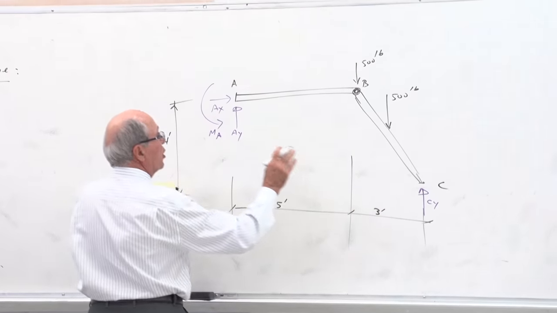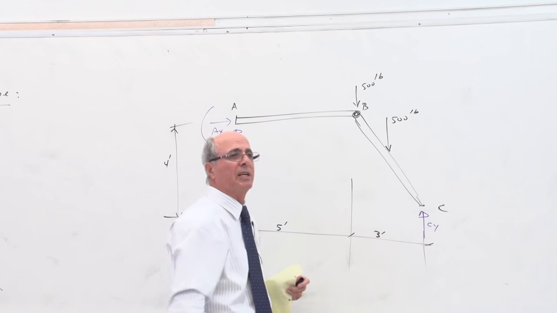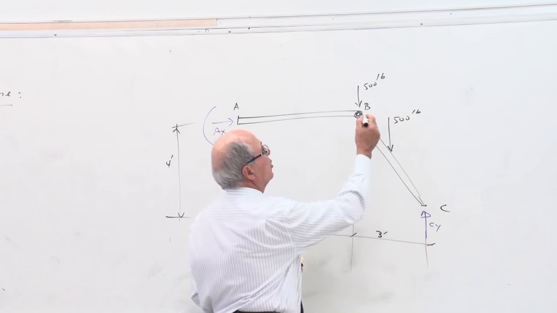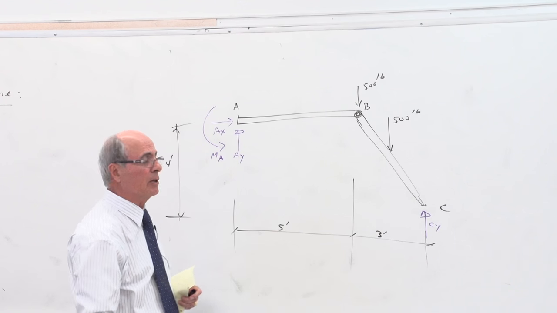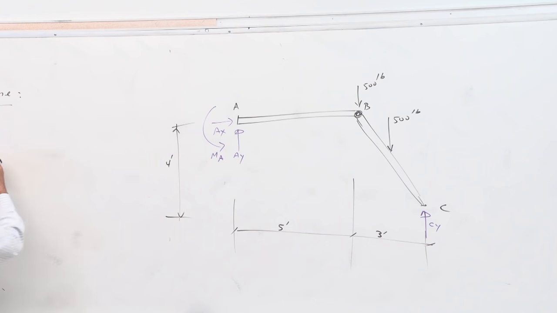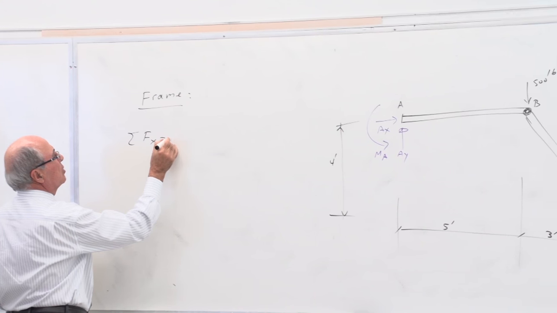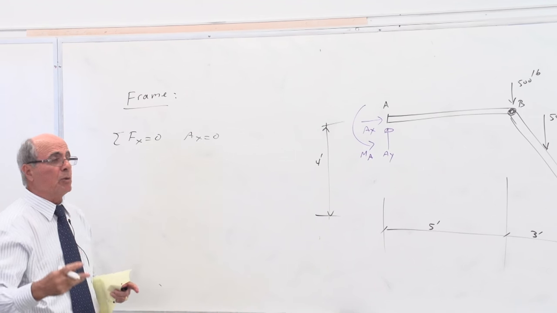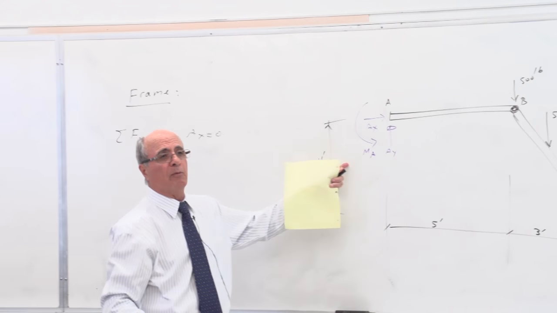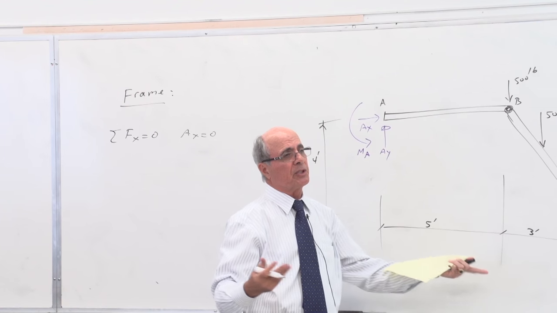You have to, because I don't know. I may put a horizontal force there. Everybody understand it. If there was a horizontal force here at B, I would have an A_x there. Is that correct or not? However, this is a frame, of course. Step one, sigma F_x equal to zero, A_x equal to zero. Well, how many equations left? Two equations left. How many unknowns do I have? 1, 2, and 3. So it's still not solved.